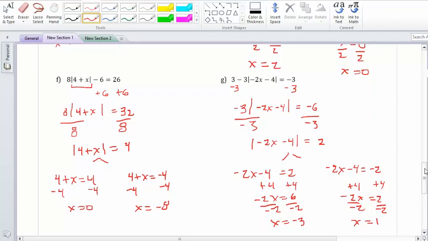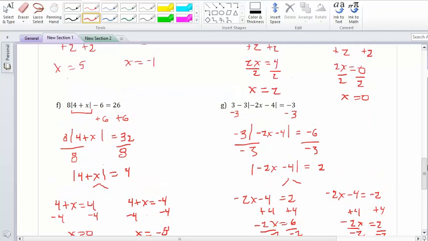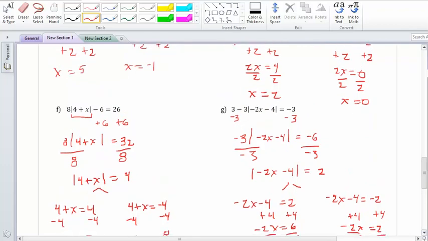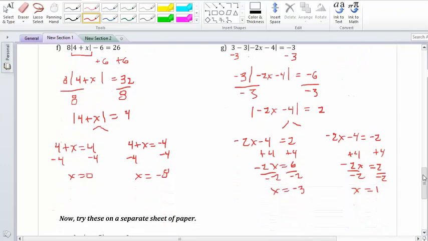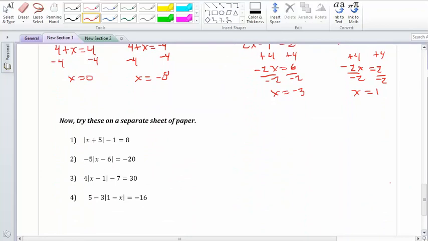If you did not get any of those, or if I went too quick for you, please rewind the video, go back, make sure you're not missing anything. Otherwise, these 4 problems at the bottom here, I'd like for you to try on a separate sheet of paper and have ready for class when we meet next.